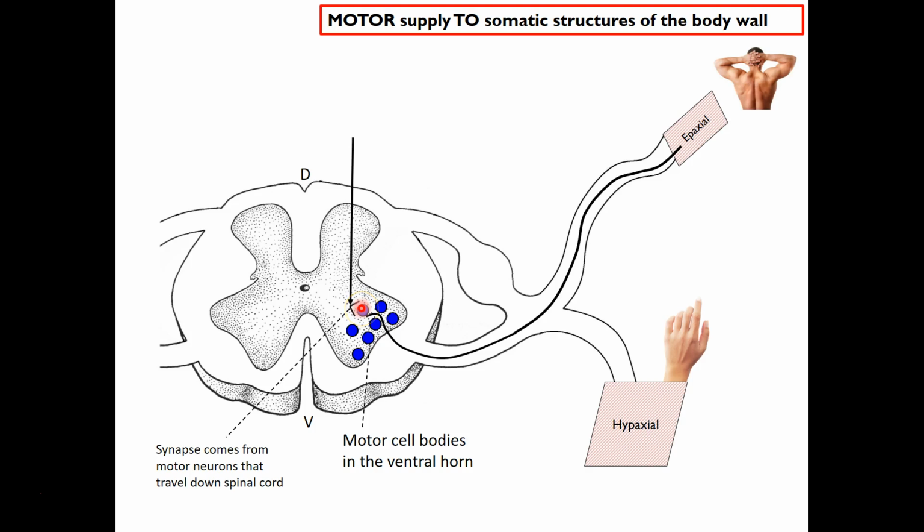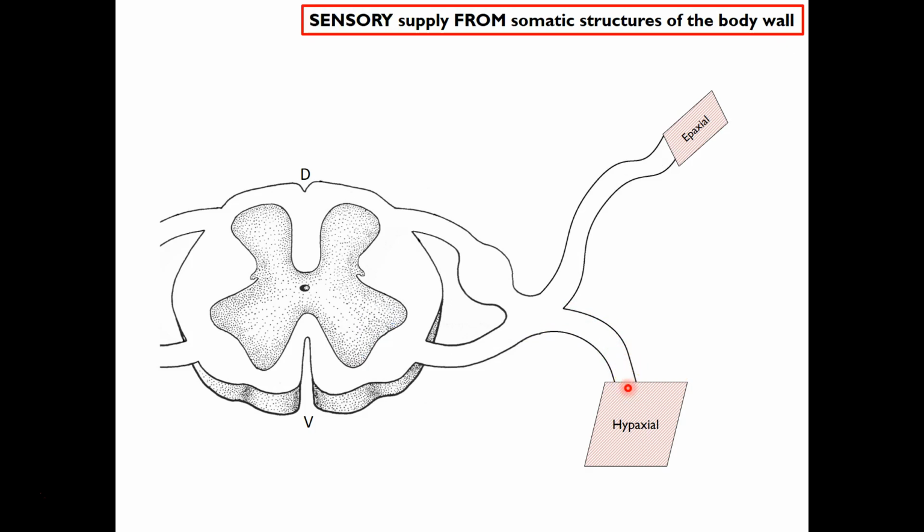So just to review that, very simple pathway. When we're getting motor supply to somatic structures of the body wall, we're not going to really talk about the central nervous system component here yet. We have motor cell bodies in the ventral horn that send out axons through the ventral root into the mixed spinal nerve. And from there, they can either go to the epaxial region or they can go to the hypaxial region.